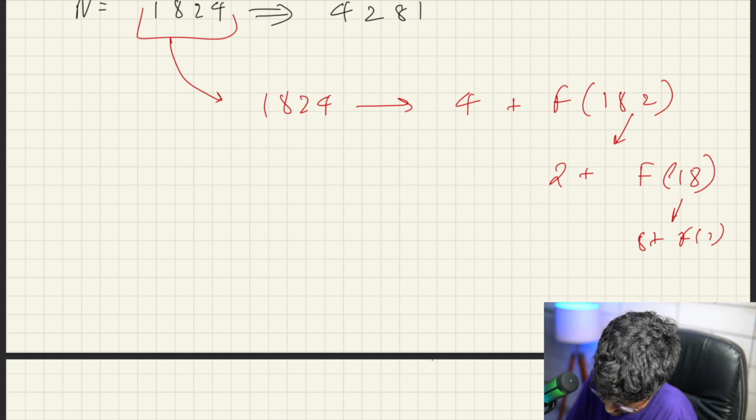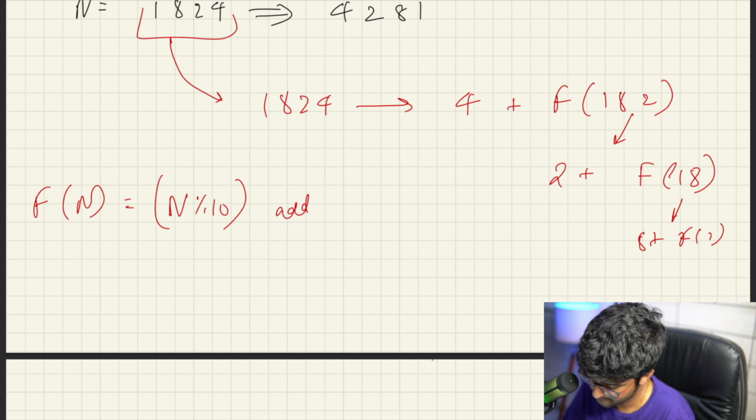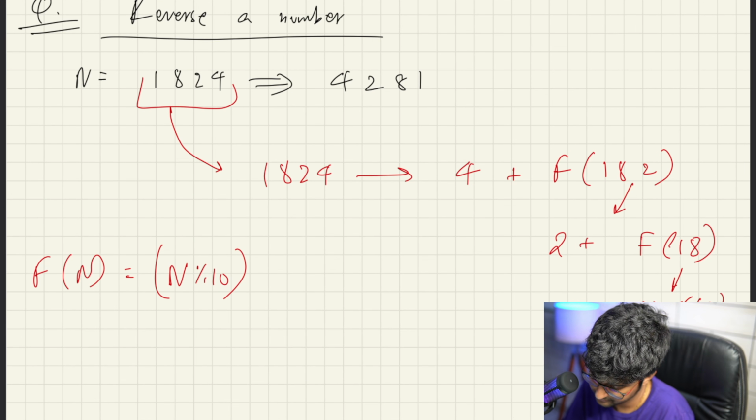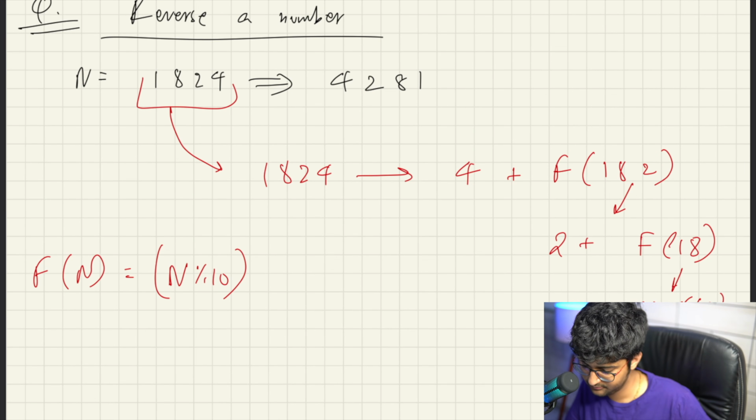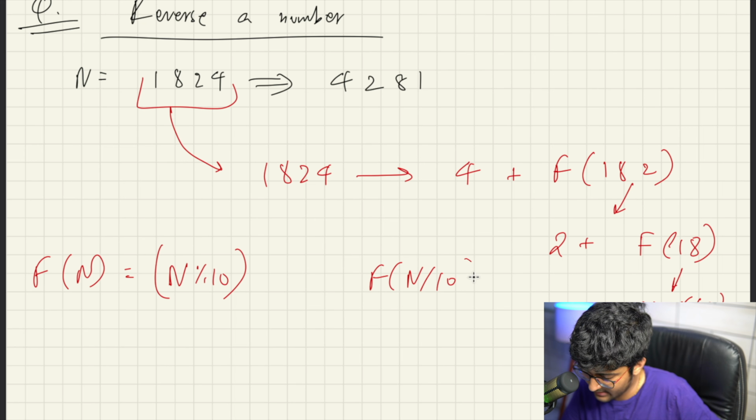So it can be like function n is actually equal to the last digit will go over here. You will add this with what? You have to add it with the reverse of the remaining, which is n divided by 10. 182 is what? N divided by 10. So reverse of n divided by 10 will give you the reverse number.